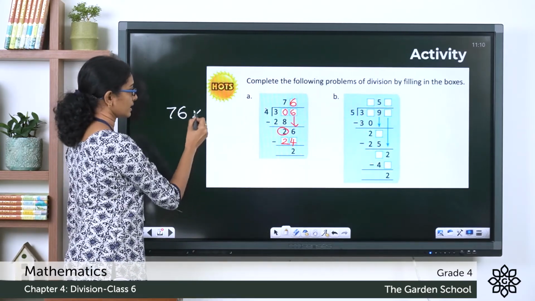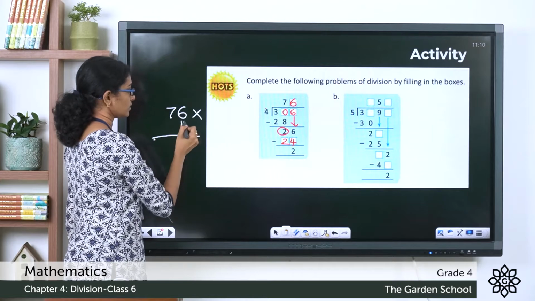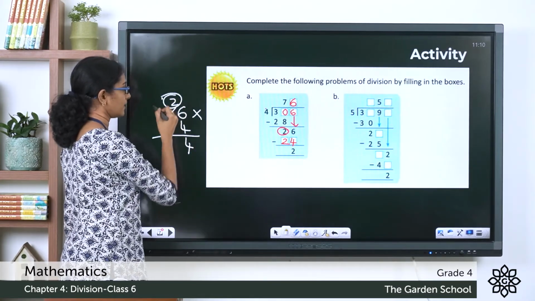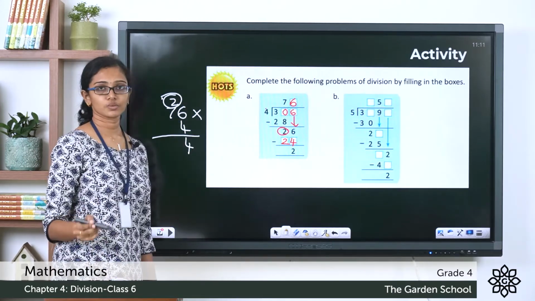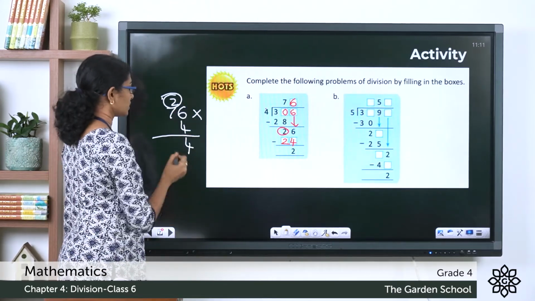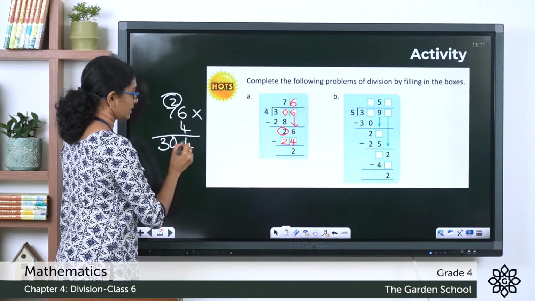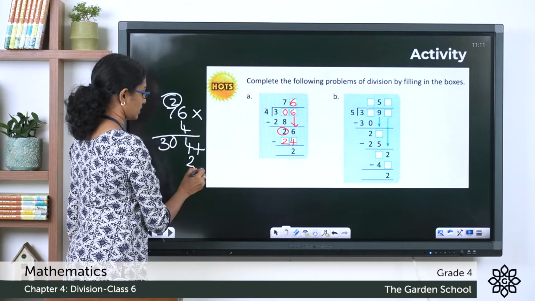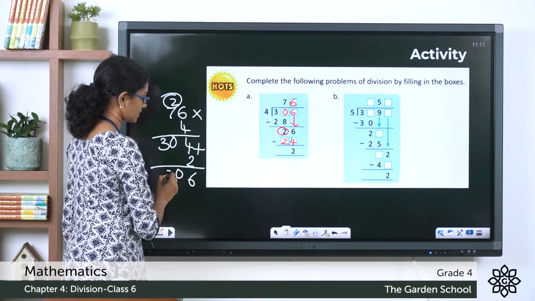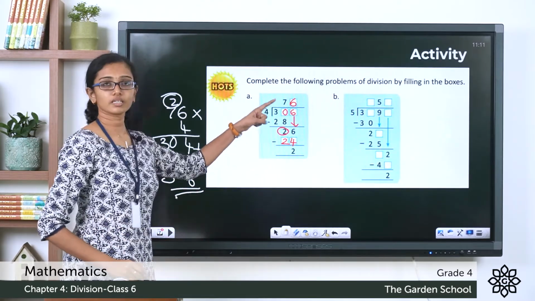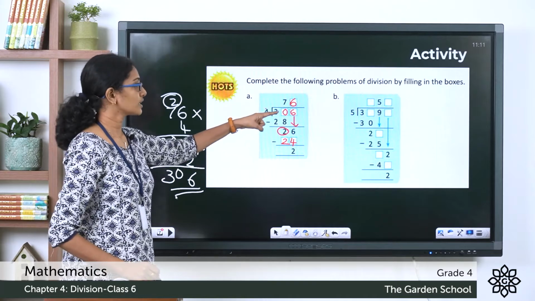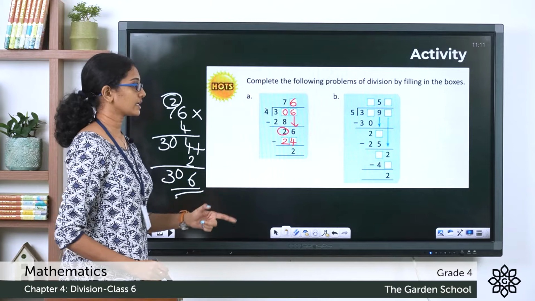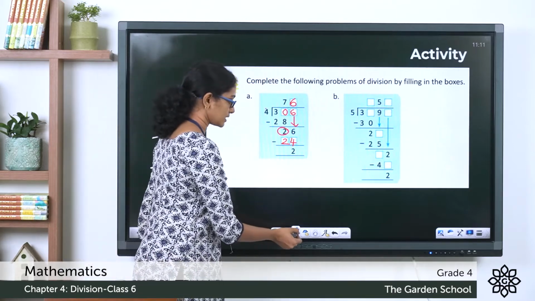What is the divisor here? It is 4. Now 6 4s are how much? 24. You have the carryover here. Now 4 7s are 28. 28 plus 2 is 30, and then you have to add the remainder, which is 2 here. Now what do you get? You get 306, which is the dividend here. So yes, we have done the division correctly and we have filled in the digits correctly. Now let's move on to the next question.